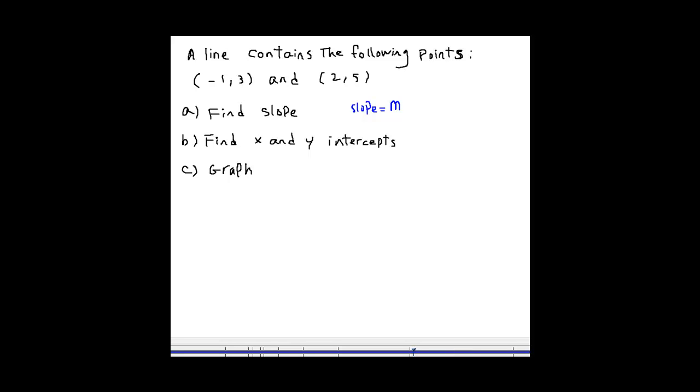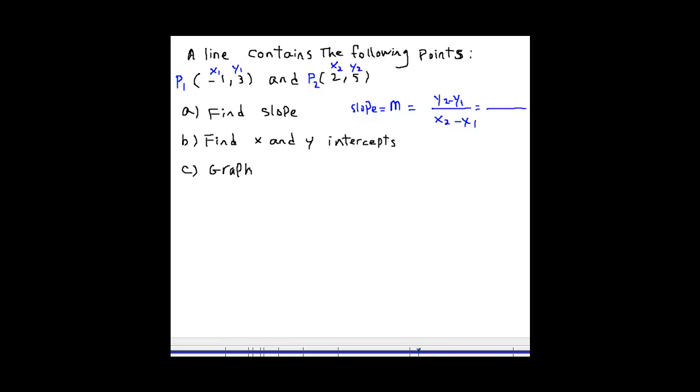Okay. Is it m equals y2 minus y1 over x2 minus x1? Very good. Now we have to label these points. So let's go ahead and label the first one point 1. This is point 2. So this would be x1, y1, and this would be x2, y2, and you simply substitute those numbers here.